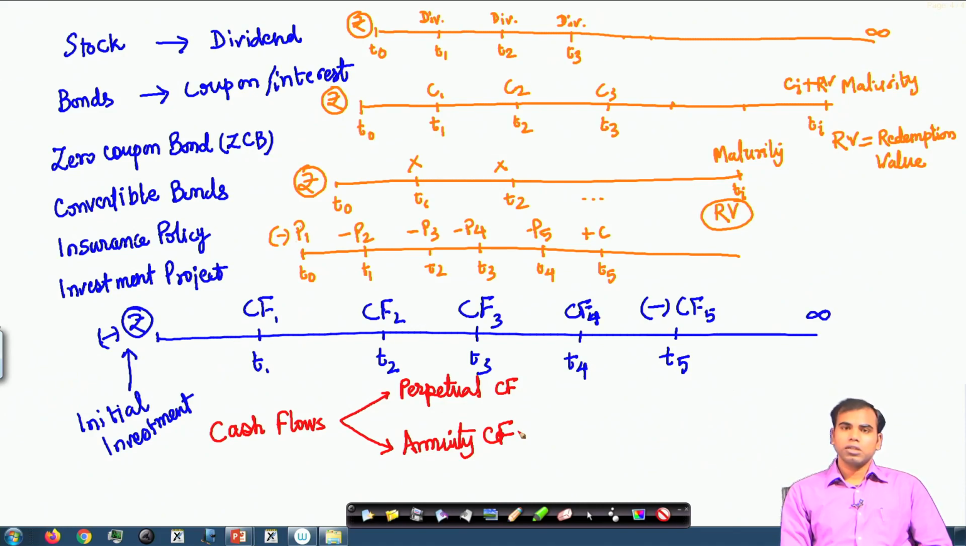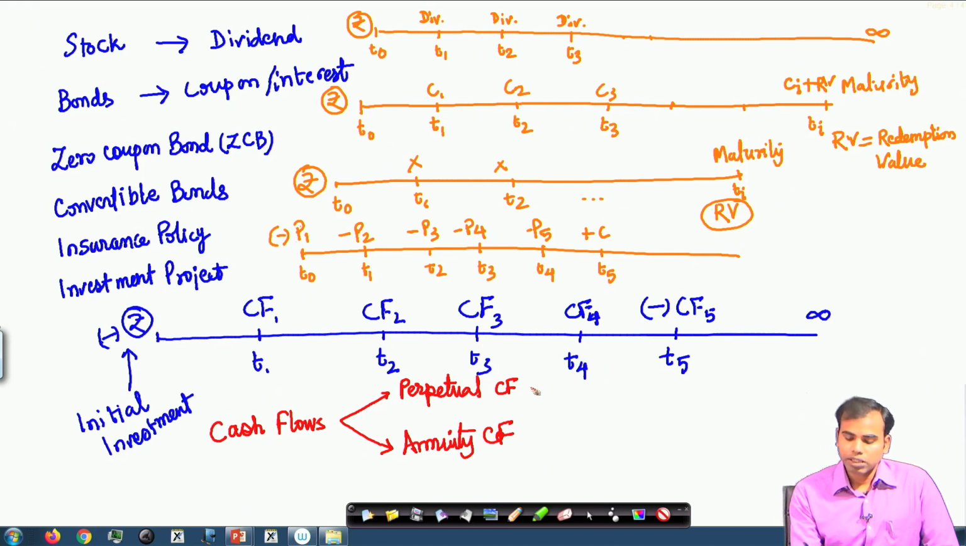Annuity is basically cash flow which is generated or incurred after every year, which is basically the annual nature of cash flows. For example, annual interest bearing bonds, or maybe an insurance policy where you have to pay an annual insurance premium, or it could be an investment project which is going to yield you an annual rate of return.